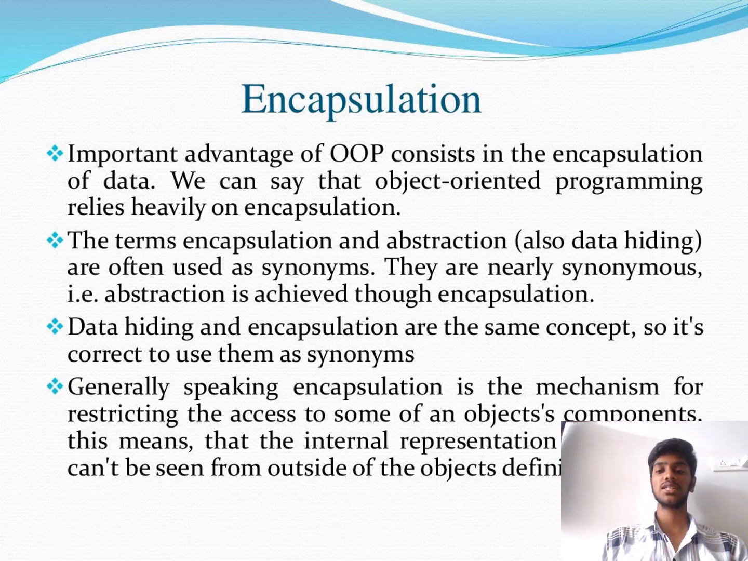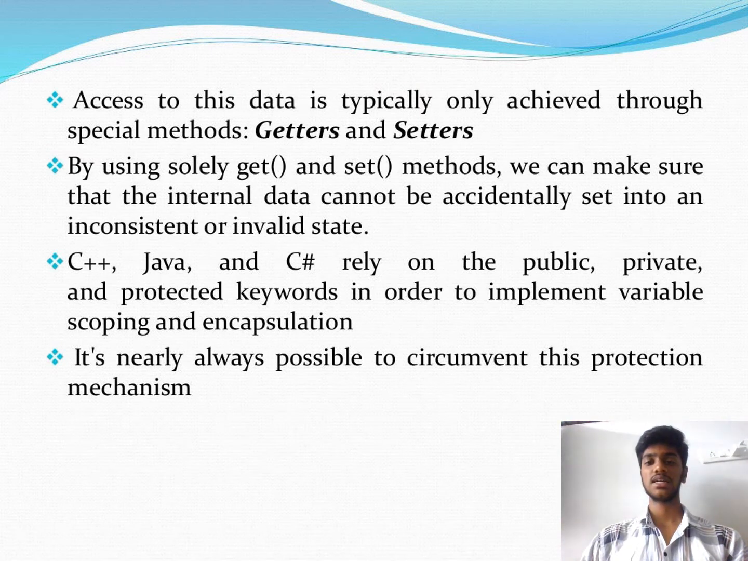Generally speaking, encapsulation is the mechanism for restricting the access to some of an object's components. This means that the internal representation of an object cannot be seen from outside of the object definition. Access to this data is typically only achieved through special methods, getters and setters. By using getter and setter methods, we can make sure that the internal data cannot be accidentally set into an inconsistent or invalid state.